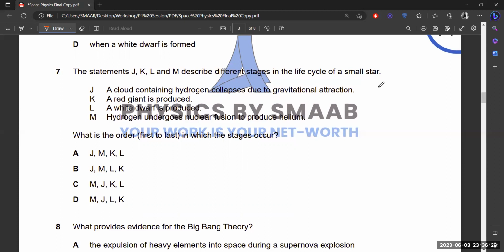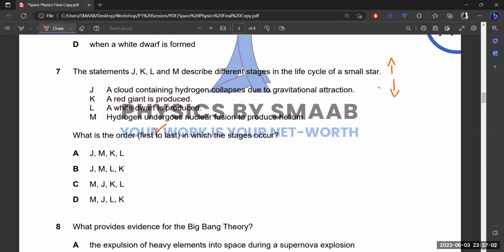So in question number 7, we need to arrange the order from first to last. So the very first concept is a cloud containing hydrogen collapse due to gravitational attraction, because when there is a fission reaction on a star and there is a gravitational field, the gravitational field tries to attract towards the center, but the fission reaction emits radiation in the opposite direction. So that is the stable state because both forces are in the opposite direction. And due to equal and opposite direction, the star will be in a stable state.